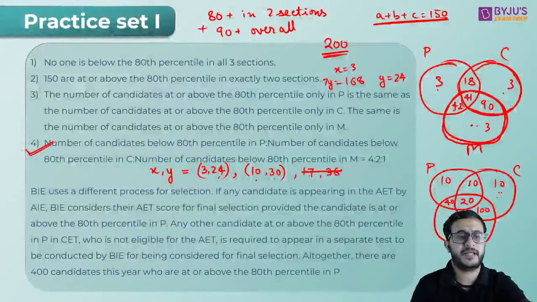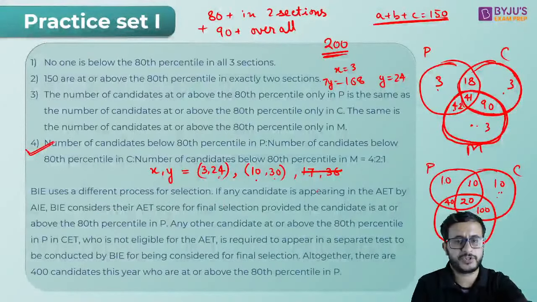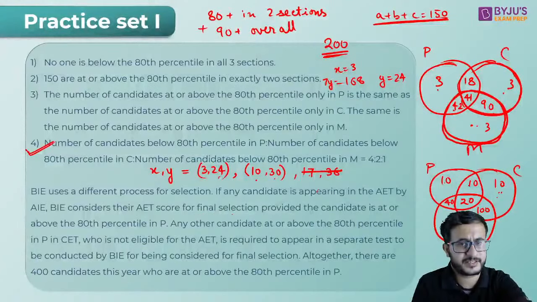So what BIE does is, BIE has a different process for selection. If any candidate is appearing in the AET by AIE, BIE considers that AET score for final selection, provided the candidate is at or above 80th percentile in P. So whoever is above 80th percentile in P, they will be considered. Any other candidates at or above 80th percentile in P in CET who is not eligible for AET is required to appear in a separate test to be conducted.